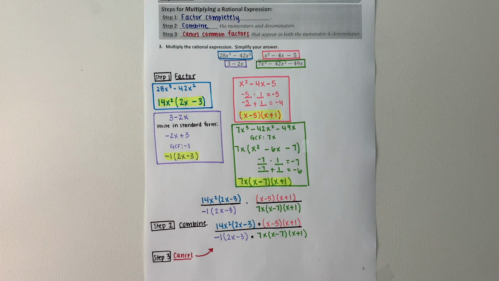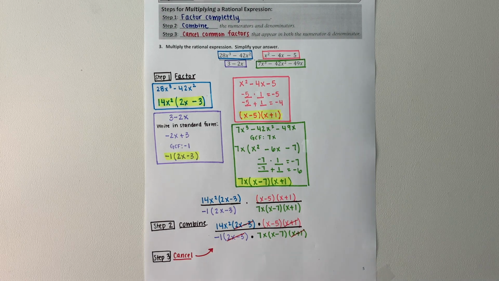Step 3, we're going to cancel common factors. Whenever you're dealing with fractions, you always have to simplify your final answer. And step 3, where we're canceling, is just a form of simplification. To start, I see the factor 2x minus 3 in the numerator and denominator, so let's cancel out that common factor. I also see the factor x plus 1 in the numerator and the denominator, so let's cancel that common factor.